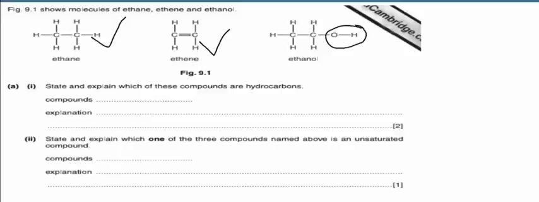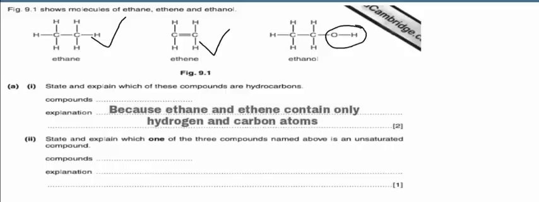Now, why are we saying ethene and ethane? We need to explain here. This is because ethane and ethene only contain hydrogen and carbon atoms. That's the answer.